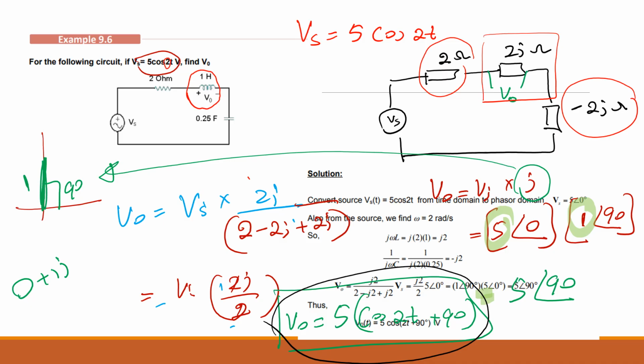What's that? We know that is given. Whatever is in front of t will be your omega. Yes, angular frequency or angular velocity, that is omega. Yes, it's the same thing.